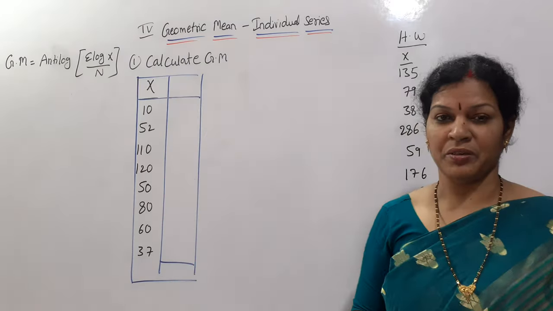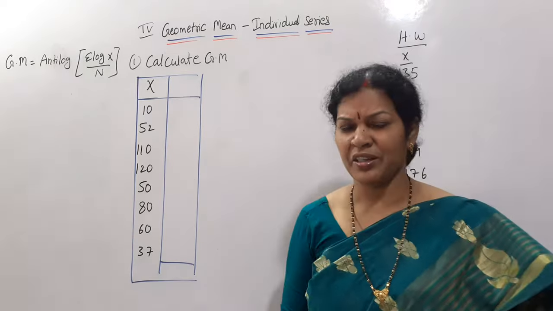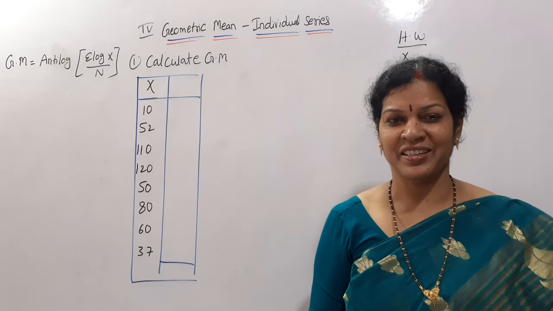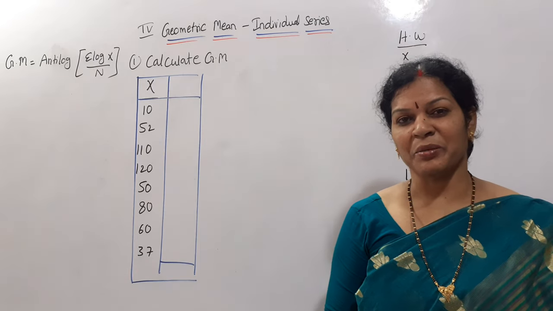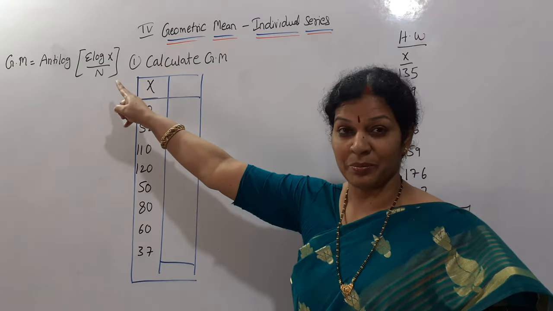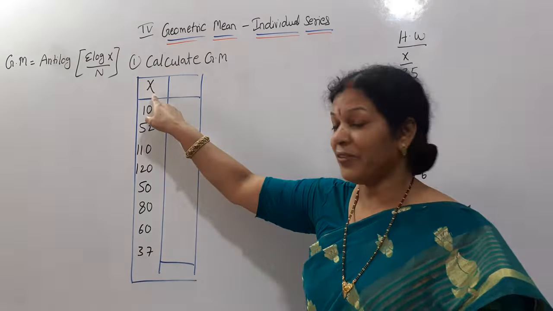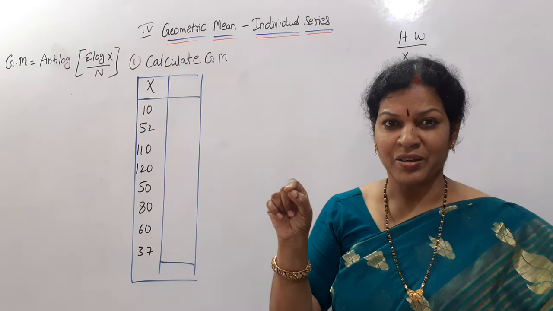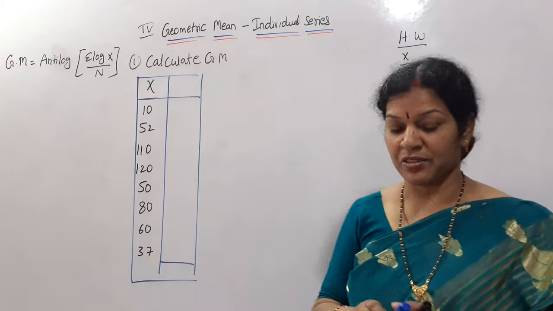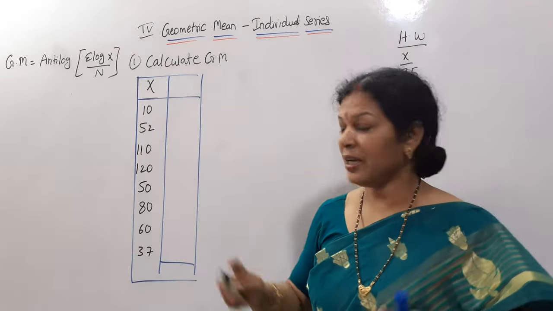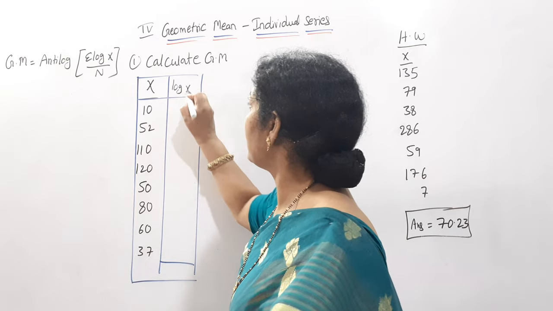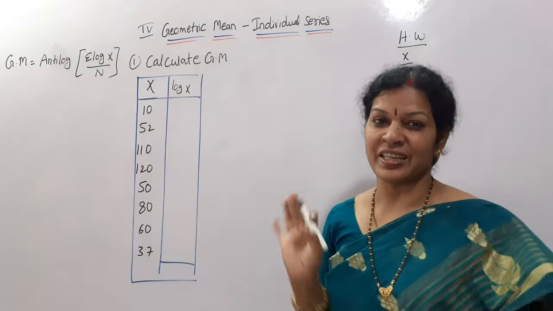Calculate geometric mean. What is the data given? X is given. X means individual series, no frequency. We have to calculate the geometric mean. What is the formula? Sigma log x by n. For x, we have to prepare the log x. Logarithms we have to calculate for x. So in the second column, I am going to write log x, meaning logarithms of this x.